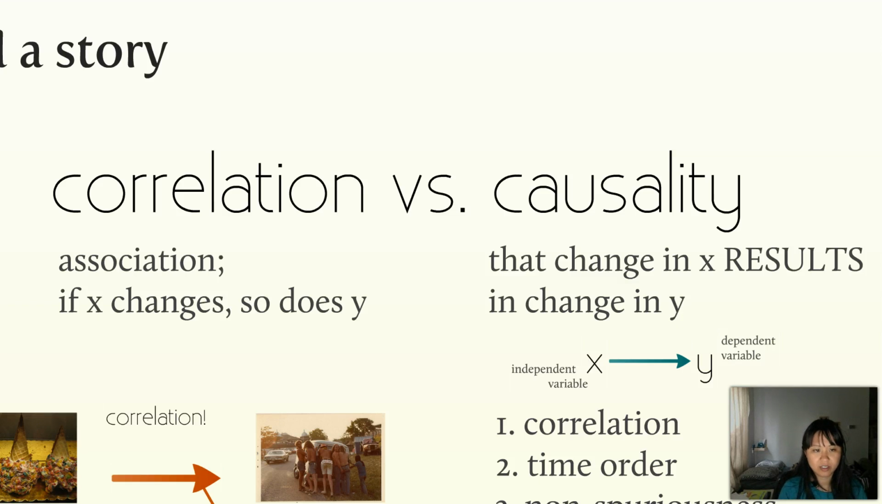Correlation just refers to an association between two different factors. If X changes, so does Y. If you know more people, you might have a higher chance of getting a job. Or I just saw on the news that vegetarians live 6 to 9 years longer than non-vegetarians. So there's a correlation there. The question is if it's actually a causal relationship. And causality refers to a relationship in which change in X actually results in change in Y.